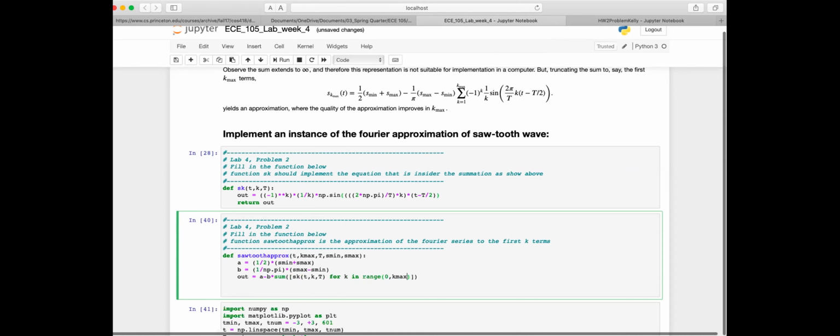I think it was 1 to K max plus 1 previously, right? Yeah, that's what I had previously, but because we're not starting from 0, we're starting from 1. So over here you have K equal to 1, that would be like a DC component. So 1 to K max plus 1. Now that should work, hopefully. Let me run this.